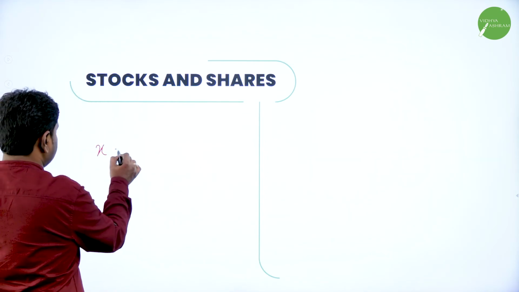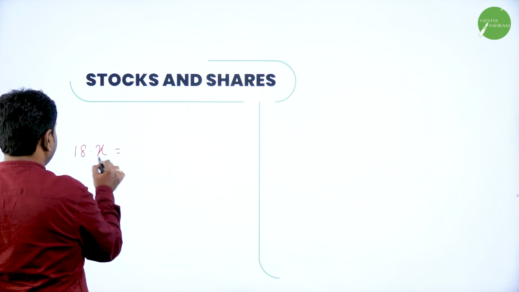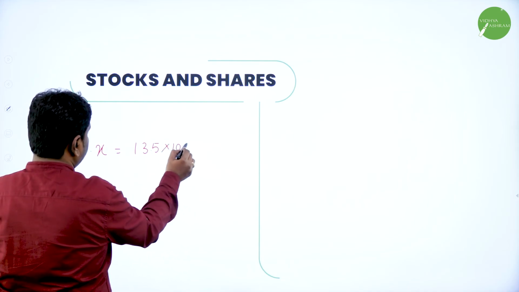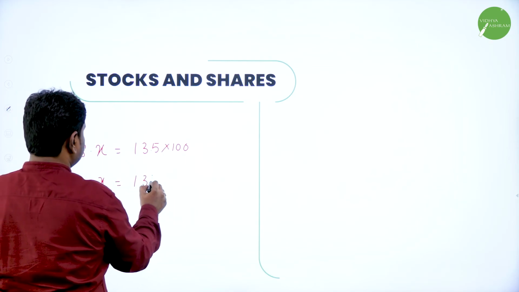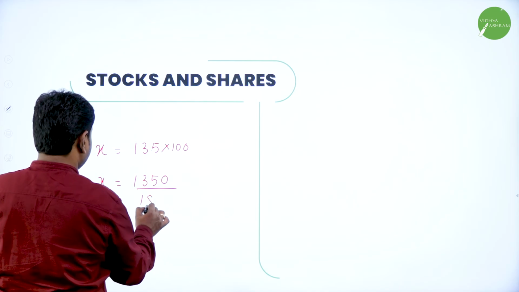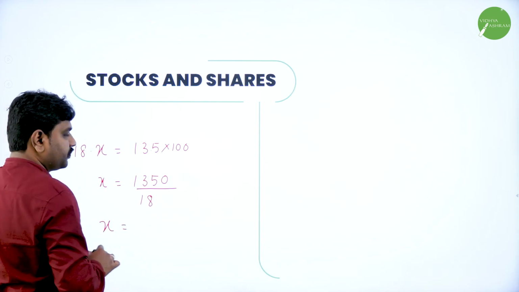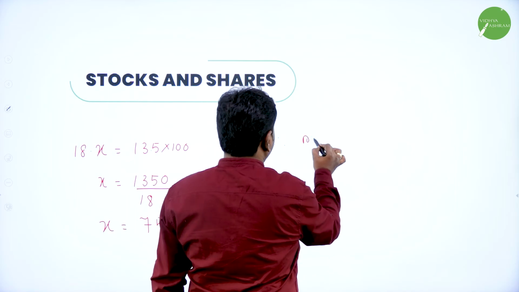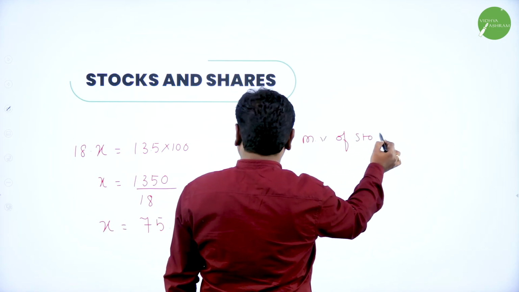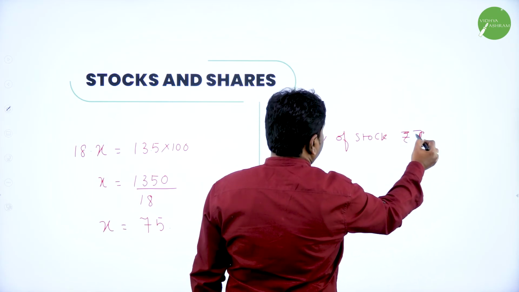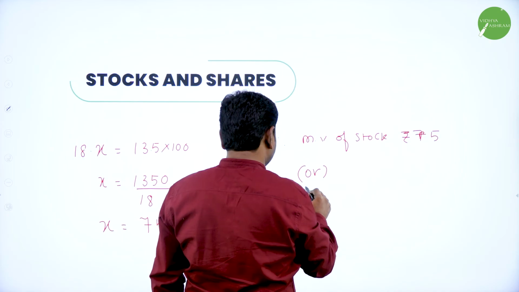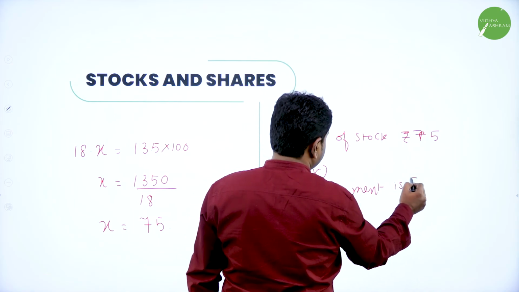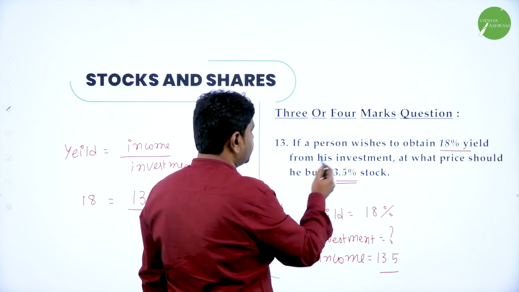So if I rearrange, bring X to the other side, X into 18, or 18X is equal to 13.5 into 100. Now X is equal to 1350 divided by 18. So now simplify this. If you divide it, you'll get 75 exactly. So therefore, market value of stock is rupees 75. Or we say the same thing as what investment should be. Investment is rupees 75, or we say what rate he should buy, they asked.